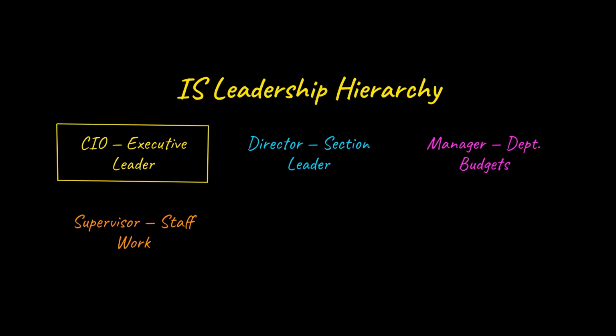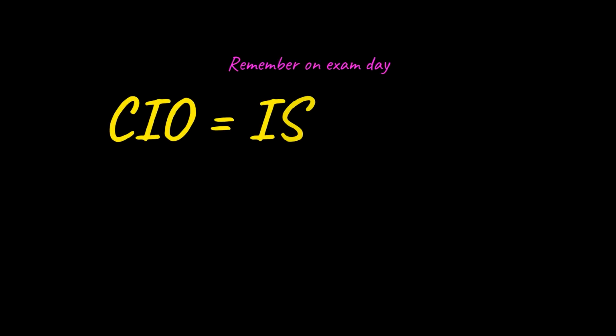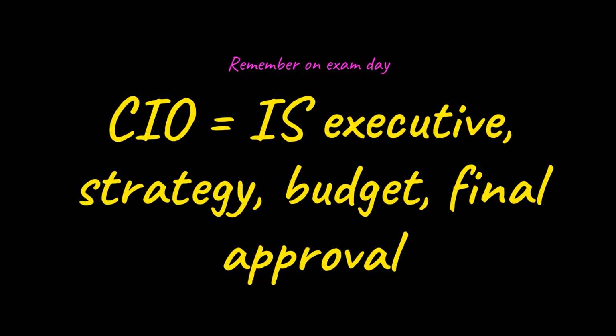A common exam trap is confusing the CIO with other IS roles. Directors lead sections, managers handle operating budgets within departments, and supervisors oversee hands-on staff work. The CIO sits above all of them as the sole executive owner of the entire IS function. When a question stem mentions primary IS leadership, final technology approval, strategy ownership, or the capital budget, the answer is the CIO. These signal phrases point to one role because only the CIO holds all of them simultaneously.